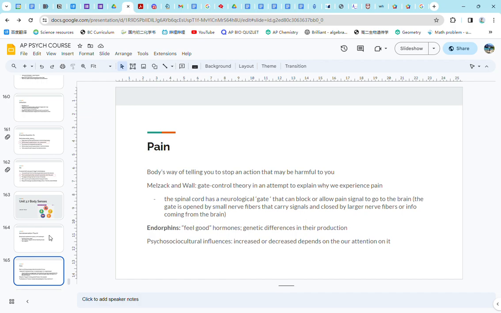The idea is that the rubbing action is a sensation that travels along larger nerve fibers and therefore acts to close the gate to the pain signals coming through via the small nerve fibers. Massage and acupuncture, two methods used to help people dealing with chronic pain, work in the same way. Endorphins, which are feel-good hormones, also play a role in our perception of pain, and it seems that there are genetic differences in their production.